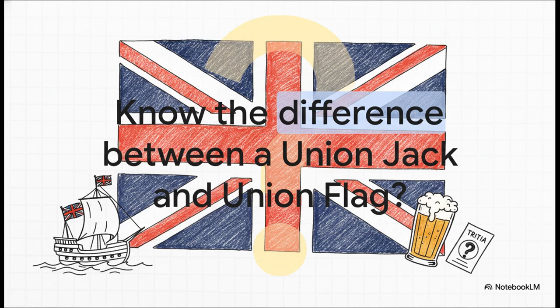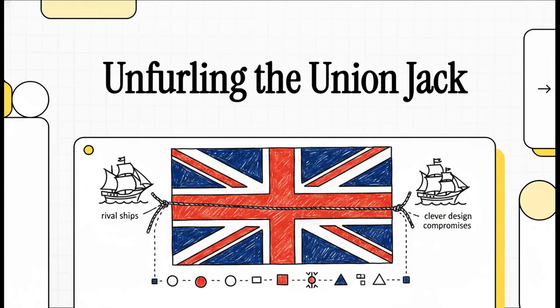Well, it turns out that one of the most recognizable symbols on the planet is actually an incredibly intricate 400-year-old puzzle. Welcome to this explainer. Today, we are going to physically deconstruct this iconic symbol. We're going to pull apart the threads of the Union Jack to uncover 400 years of complex, overlapping, and honestly, pretty contentious history. We're talking rival ships, clever design compromises, and some literal visual math.